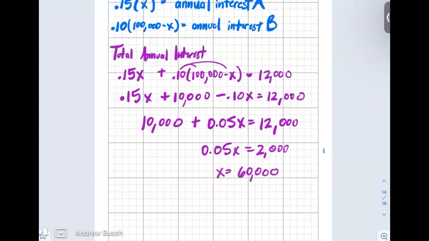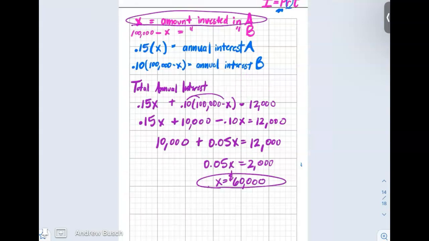So if we go back to the variables that we labeled, we see X is the amount that we're investing in account A. So that means for account A, we need to invest $60,000. If we have a total amount of $100,000, that leaves $40,000 for account B. We also could just plug that X into that B equation that we made. So for B, we would need to invest $40,000.